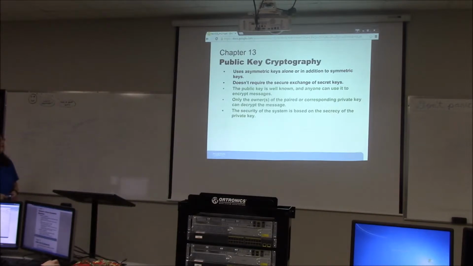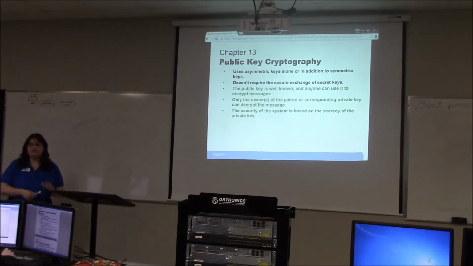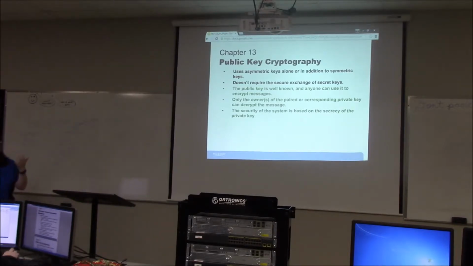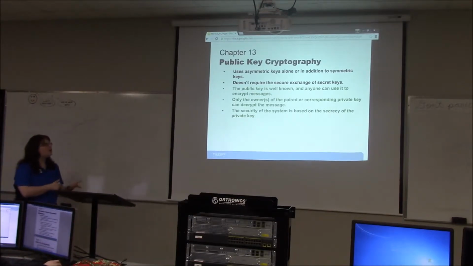So when we talk about public key cryptography, if symmetric is private, asymmetric, maybe that's a word, is our public cryptography. There's some systems that just use asymmetric, or maybe they'll use a combination of the two. The public key is the one that's well known and anybody can use it to encrypt. But the private key is the one that is supposed to be secret and used to decrypt. So only the owner of the private key can decrypt the message.